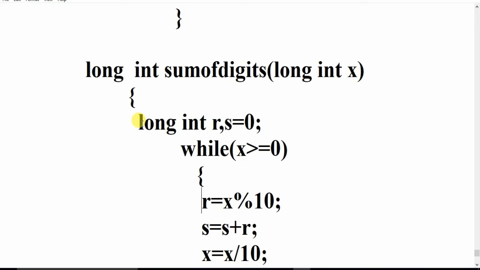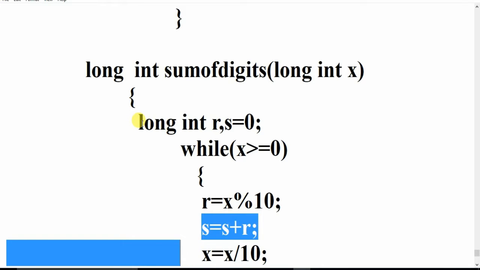3 greater than 0. R equals x, which is 3, modulus 10. 3 modulus 10 is right now 3. Already s is now 15, and 15 plus the remainder 3 is 18. X is 3 divided by 10, which is 0. 0 greater than 0 fails, so the condition makes us come out of the loop. What is the s value up to now? The first remainder is 6, the next remainder is 5, the next remainder is 4, the next remainder is 3. So 3 plus 4 plus 5 plus 6 is nothing but 18 here.